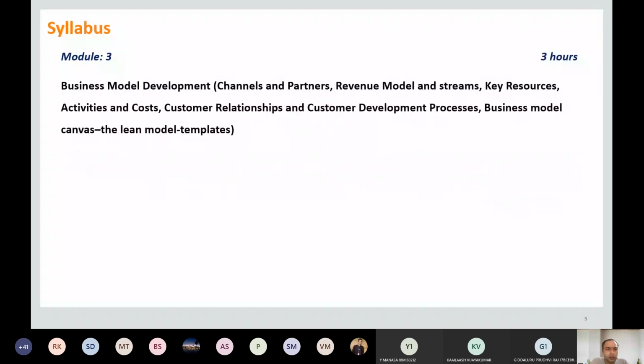Okay, with this knowledge, now we'll see what this business model development is. In this module, we will be learning about channels, partners, revenue model streams, resources, activities and cost, customer relationship, customer development process, business model canvas, and lean model canvas, their templates, and also a simple case study. This module entirely covers business model development.